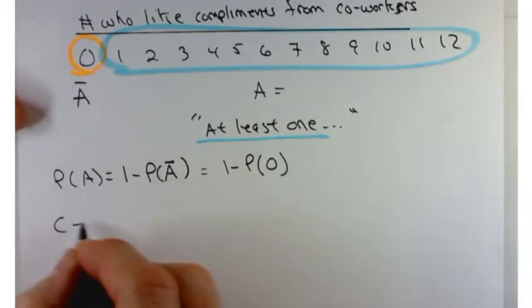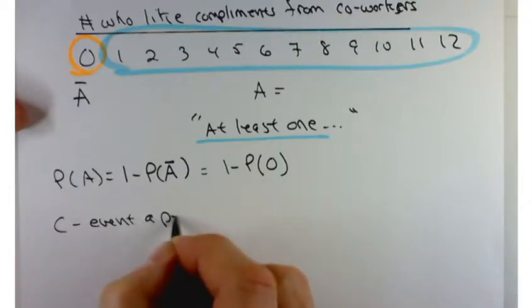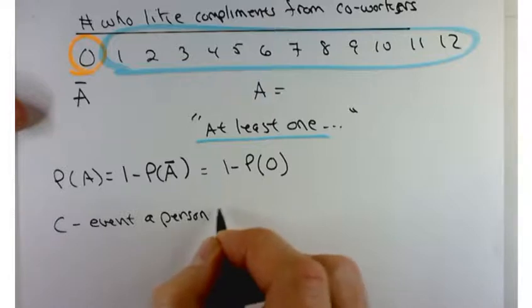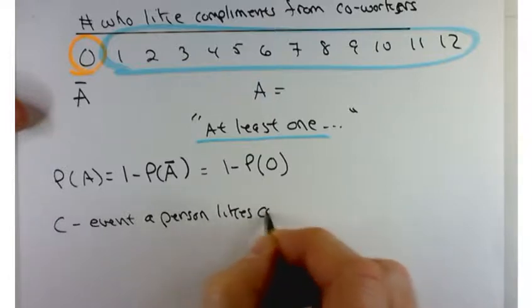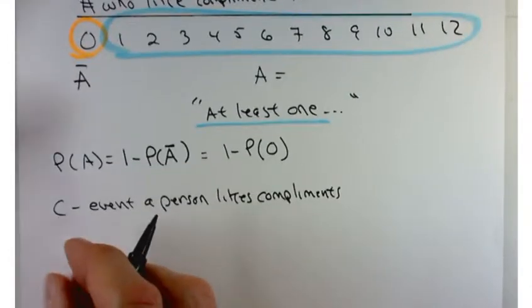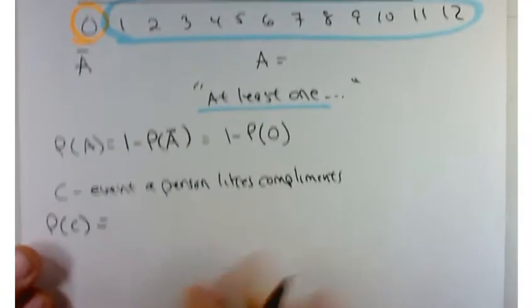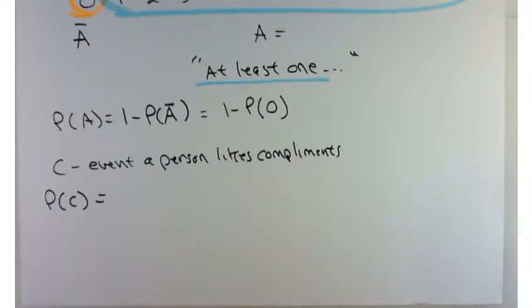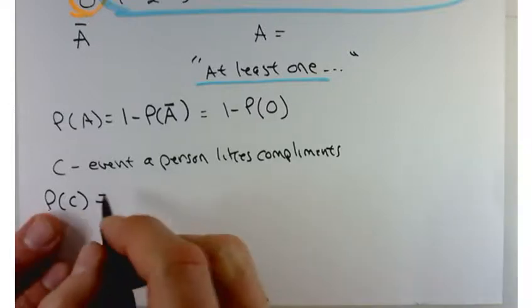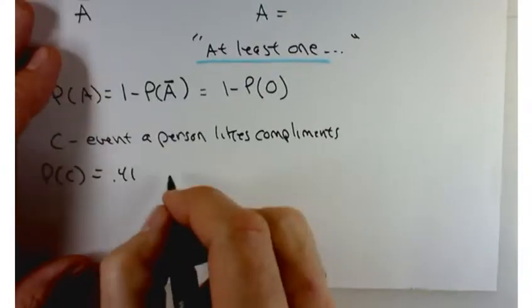So let's see, let C be the event a person likes compliments. What's the probability of C according to this problem? 41%. So 0.41 or 41%. All right, thanks, Dan.